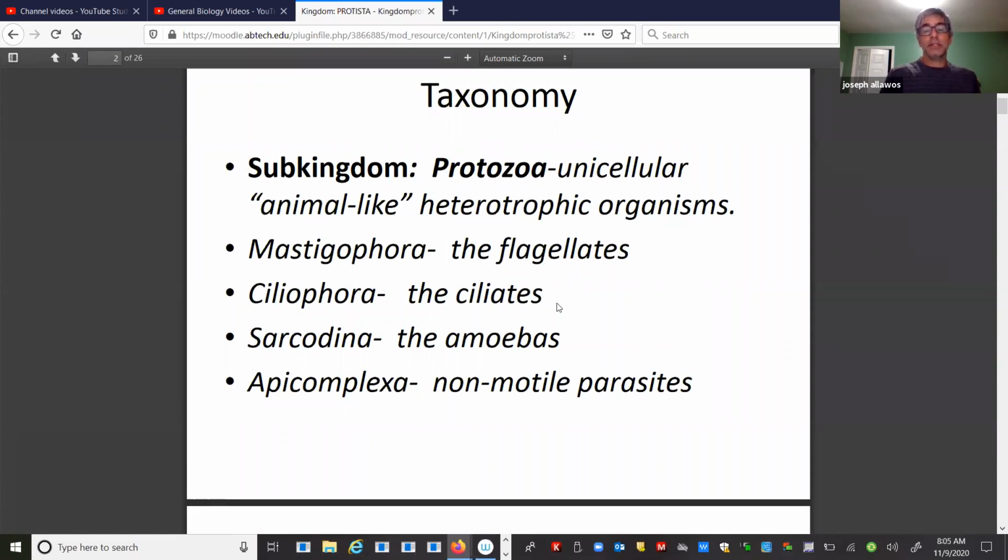We have the flagellates, which have flagella, the ciliates, which have cilia. The sarcodina are the amoebas, and they move with this weird thing called amoeboid motion. And then we have the apicomplexa, which are non-motile. They don't move. At very best, they can wiggle a little bit. And this group, these are obligate parasites. Okay, so we'll talk a little bit about these organisms and how they're relevant.